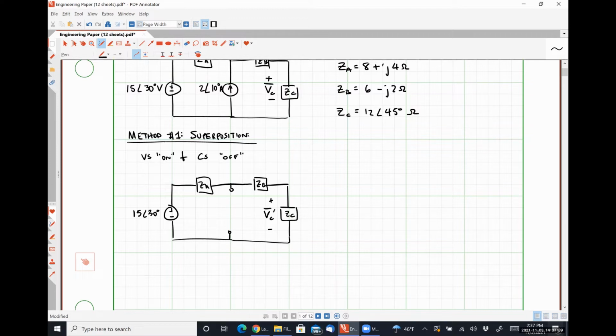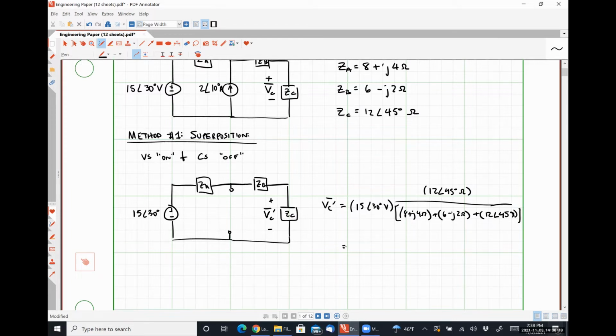So we could say that VC prime is 15 angle 30 degrees volts multiplied by 12 angle 45 degrees ohms divided by 8 plus J4 plus 6 minus J2 plus 12 angle 45 degrees ohms.